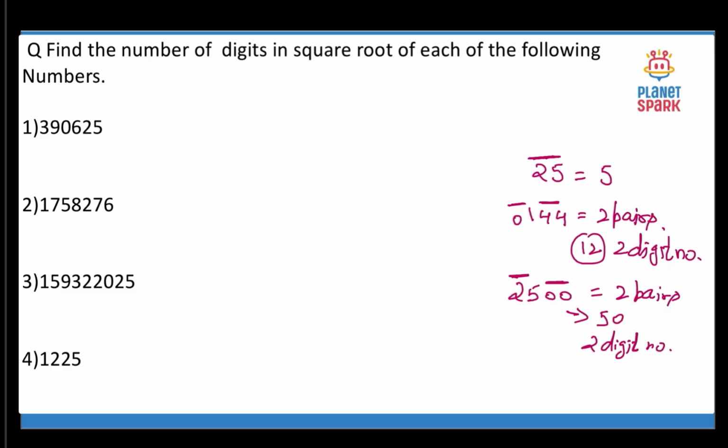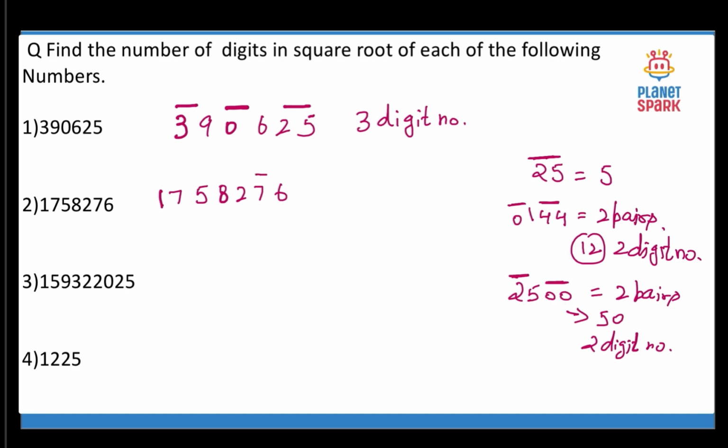Let's start with the bigger numbers. First number is 390625. Now 390625, start making pairs from the last. 25 will become 1 pair, 06 and 39. I'm having 3 pairs, so the square root would be a 3-digit number. Square root of 390625 is a 3-digit number. Next, 1758276. Start making the pairs from the last: 76, 82, 75. 1 is left, so we'll add a 0. So I'm having 4 pairs, so the square root would be a 4-digit number.